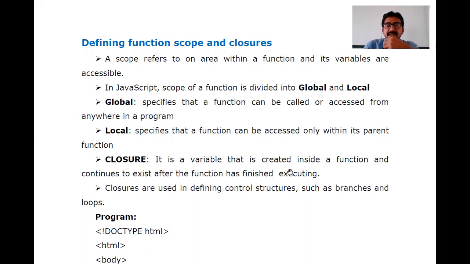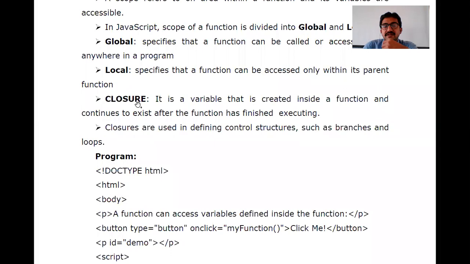A closure is a variable that is created inside a function and continues to exist after the function has finished executing. There is only one difference between local and closure: local will end before the closing bracket, but a closure continues until the execution finishes. Unless it finishes, it will not be closed. That is closure scope.